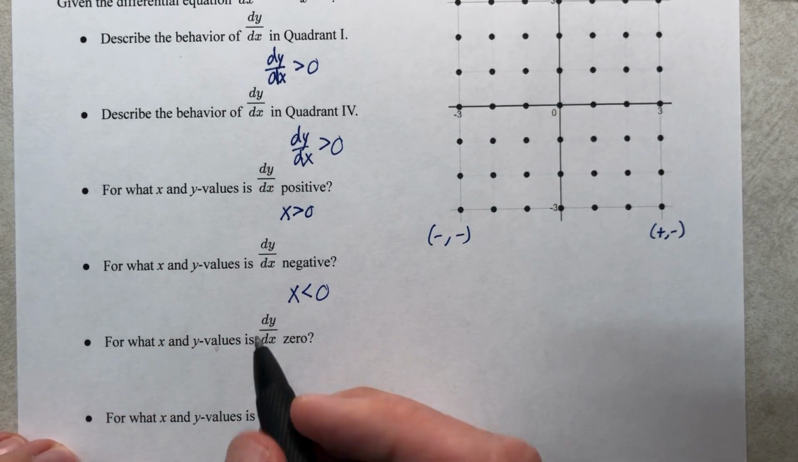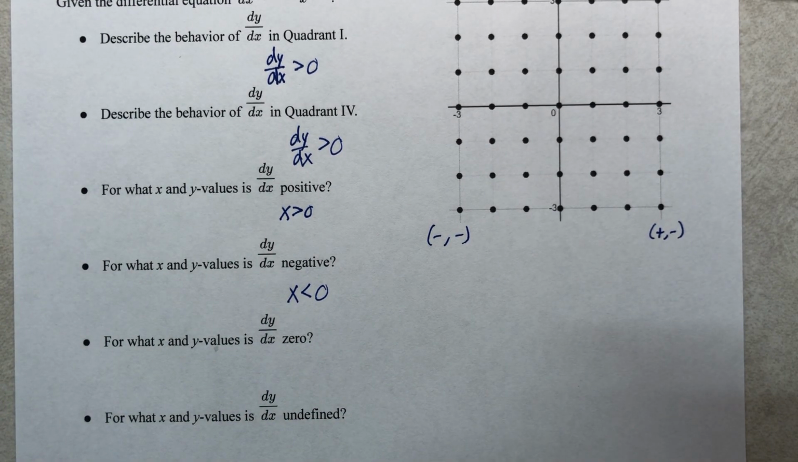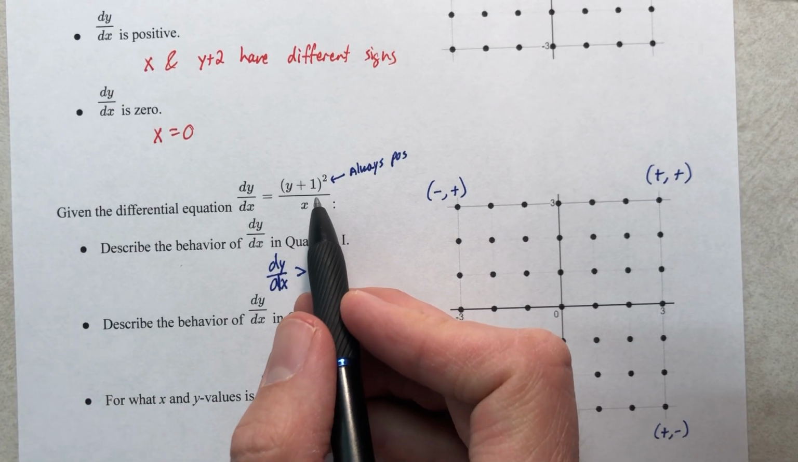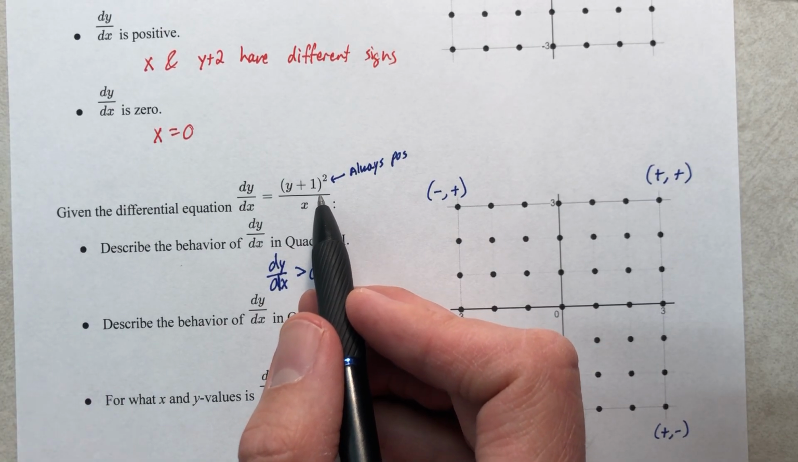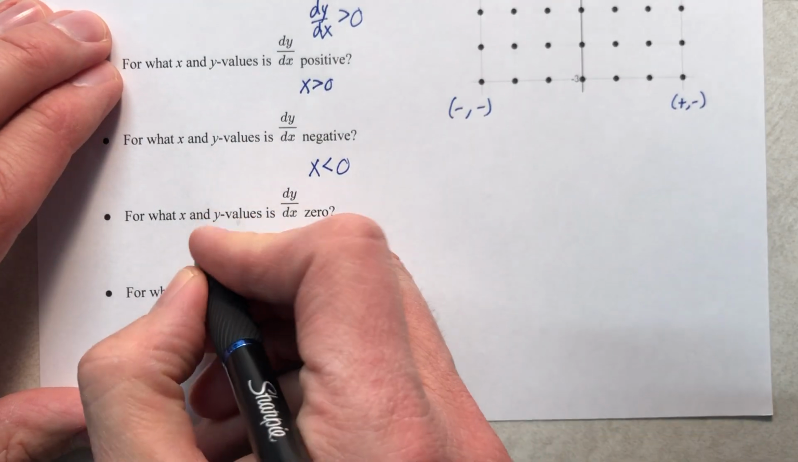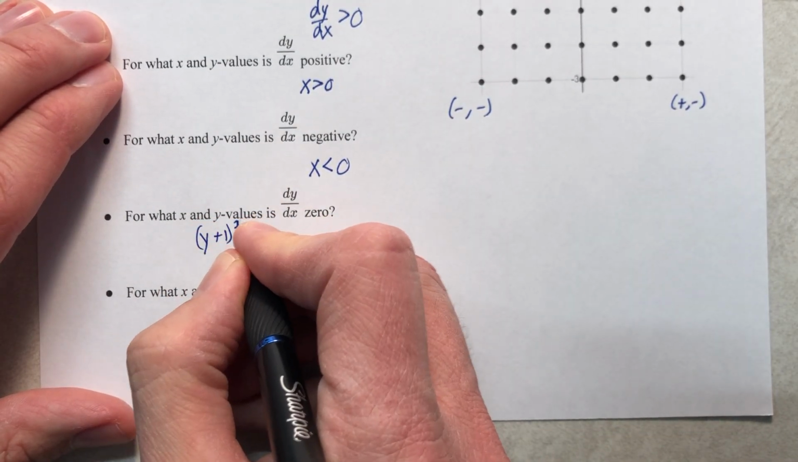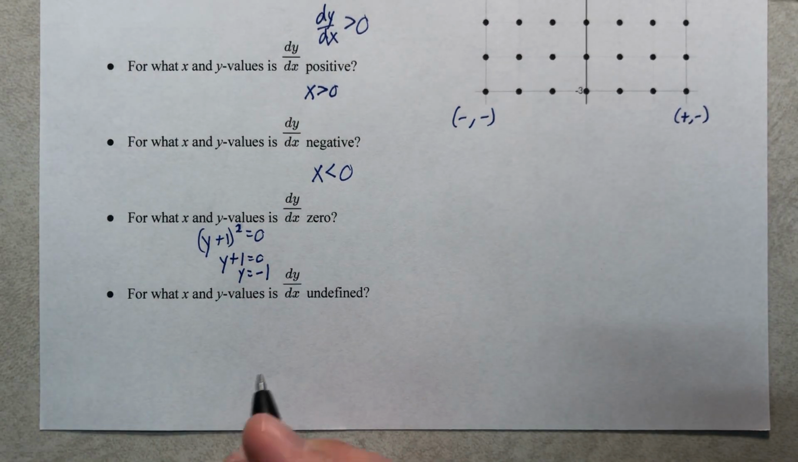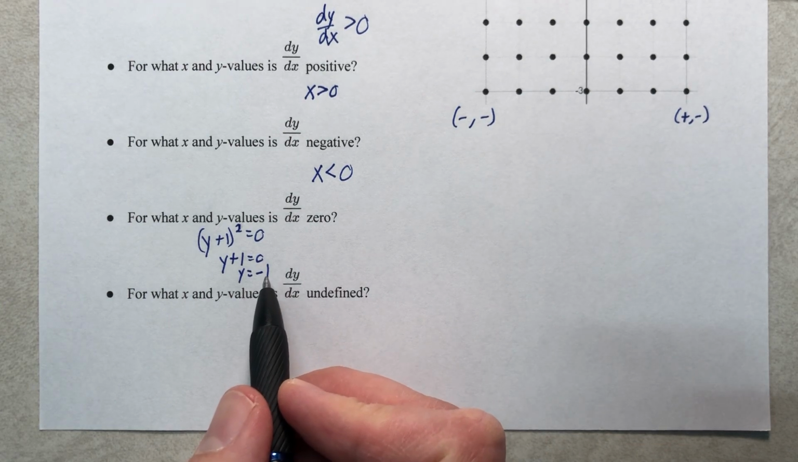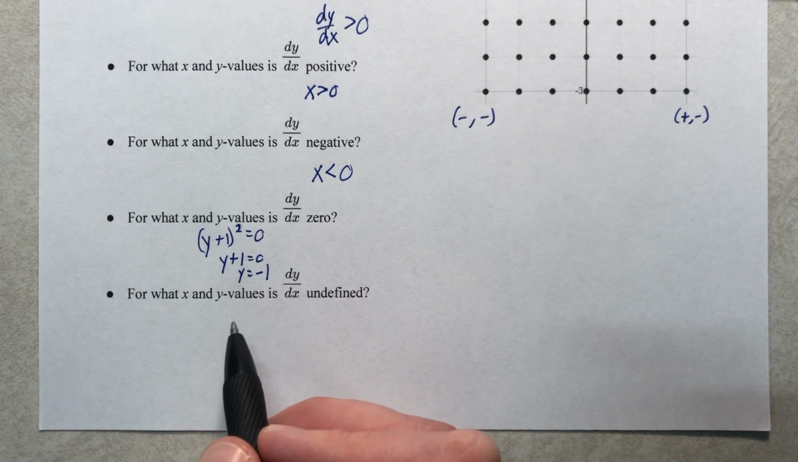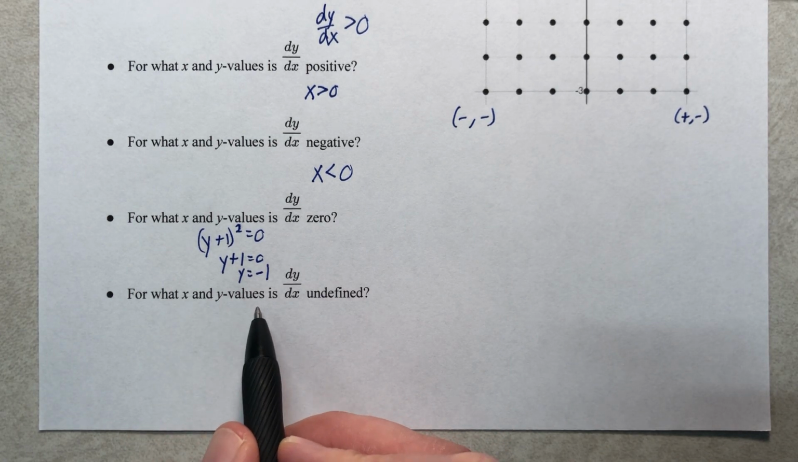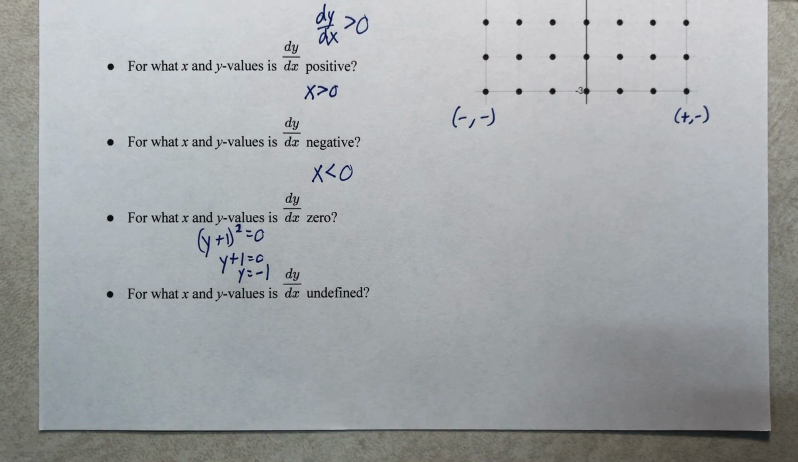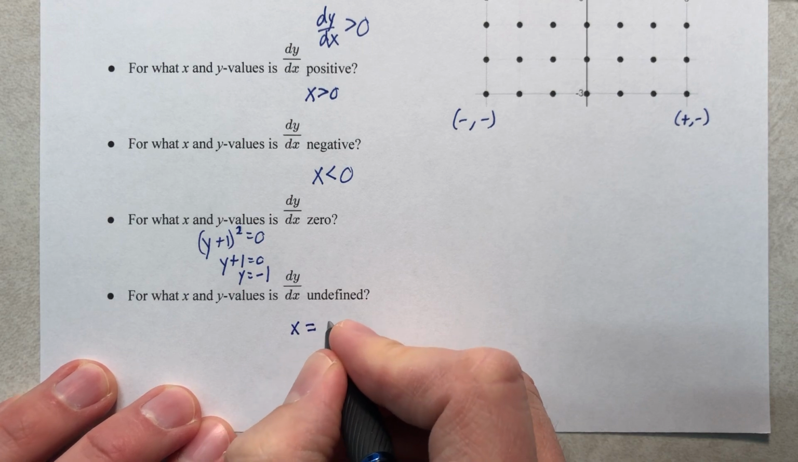For what x and y values is the slope 0? Okay, I want the slope to be 0. A fraction is going to be 0 if the numerator equals 0. So let's just solve. This can happen in your head. Set that equal to 0, so y plus 1 equals 0, so y equals negative 1. Done. If y equaled negative 1, then we would have a slope of 0. Okay? For what x and y values is this undefined? Well, undefined slope is when you divide by 0.